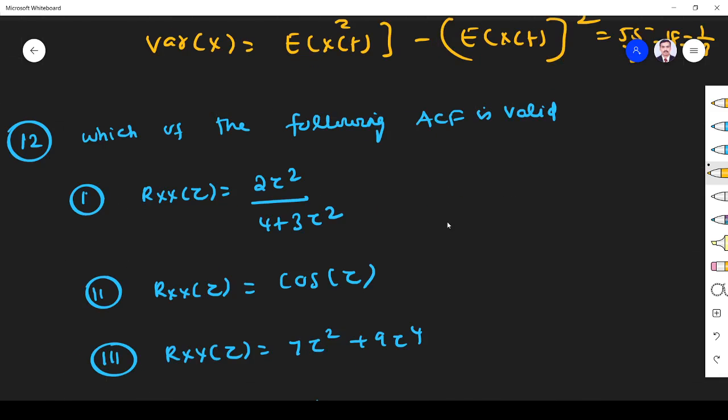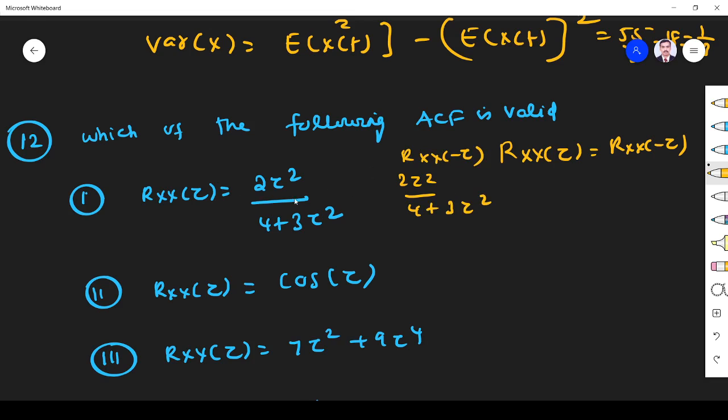Which of the following autocorrelation functions is valid? Right, we know autocorrelation, so how can we check? Rxx of tau is equal to Rxx of minus tau. Autocorrelation is even. If I find Rxx of minus tau, it will become 2 tau squared plus 4, 3 tau squared, since we substitute tau as minus tau. So Rxx of minus tau is not equal to Rxx of tau, so it is not valid.